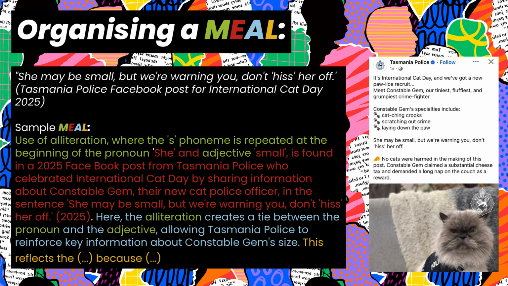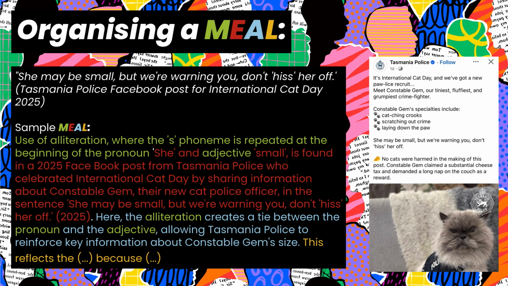The link is where it gets really interesting, because if this were a short answer question asking us to analyse the ways that patterning reinforces the function, our link could be something like, this reflects the referential function because use of the alliteration allows Tasmania Police to clearly emphasise and present key information about Constable Jem's small size, as she's a cat. If this were a short answer question on purpose or intent, we might talk about how this reflects the purpose of clarifying information, and then again talk about how it's emphasizing Constable Jem's physicality.